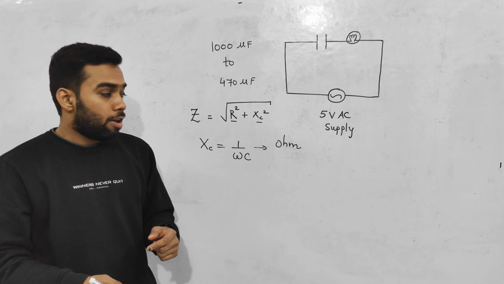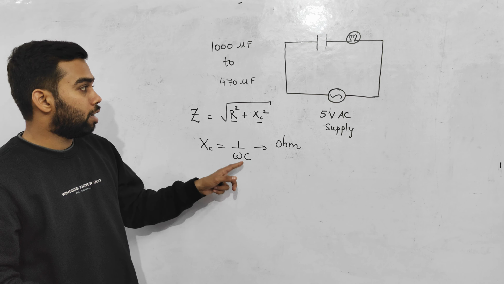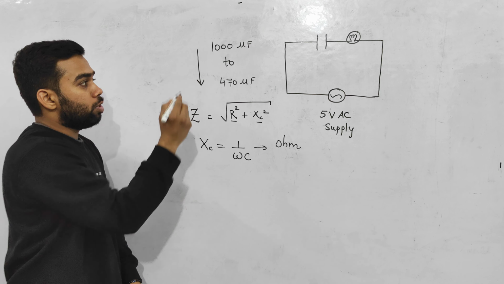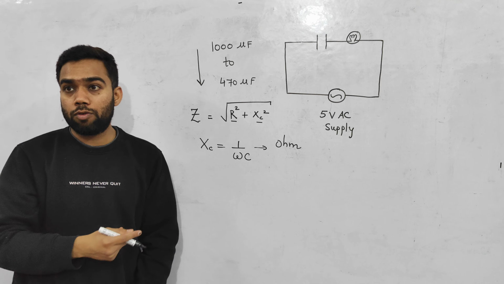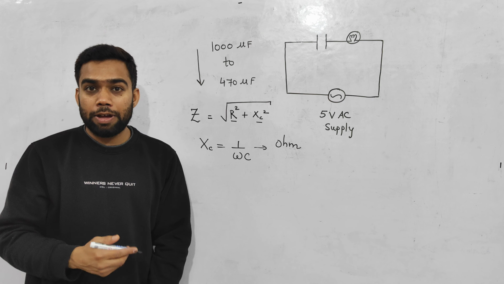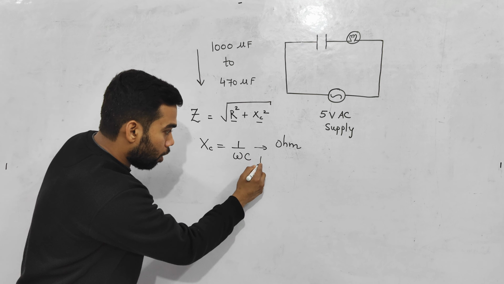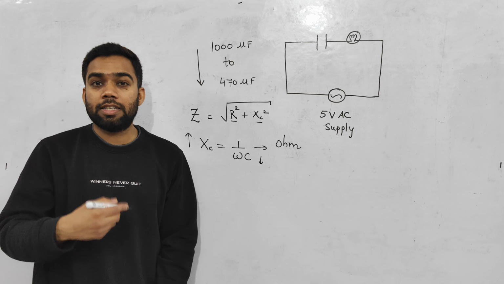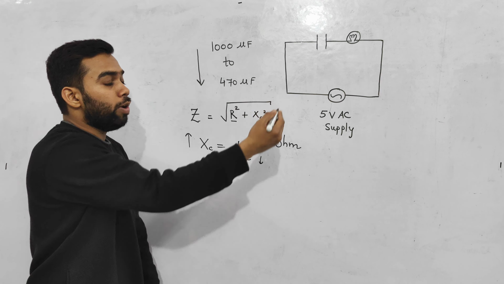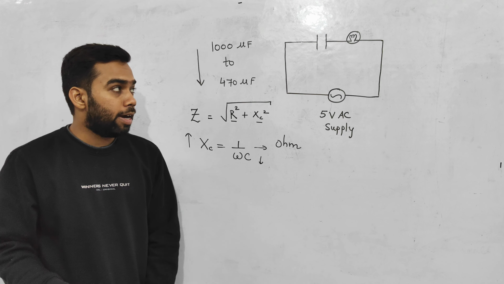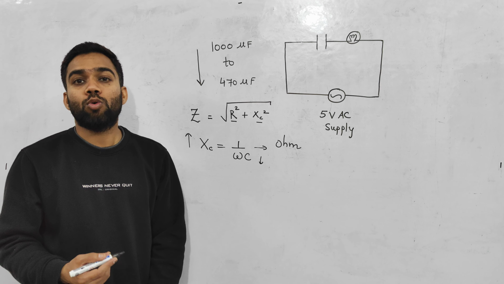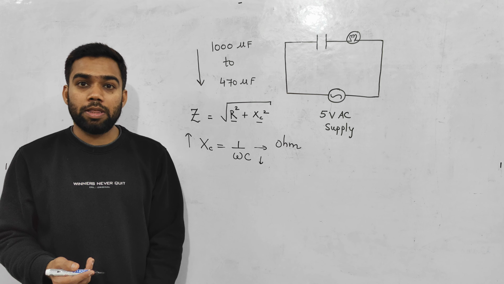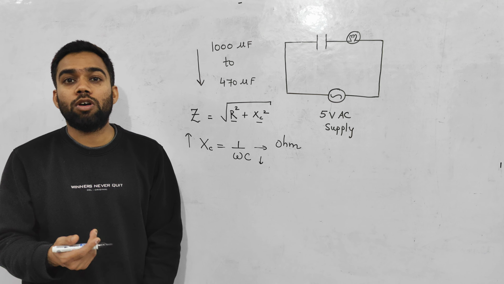Or vice versa, like in our experiment, we decreased the value of the capacitor from 1000 microfarad to 470 microfarad. So when we decrease the value of capacitance, C goes down in this equation, so XC, which is the resistance, goes up. When the resistance increases, the current flowing in the circuit goes down, and hence the brightness of the bulb goes down. So this is a very simple experiment which we performed in the lab, and the circuit is not very complicated.